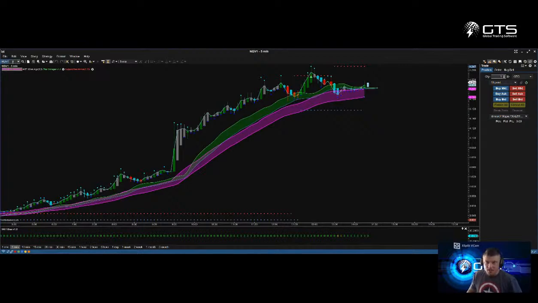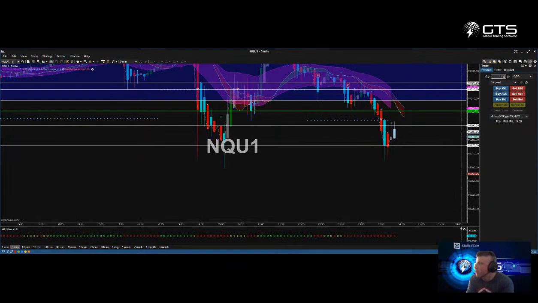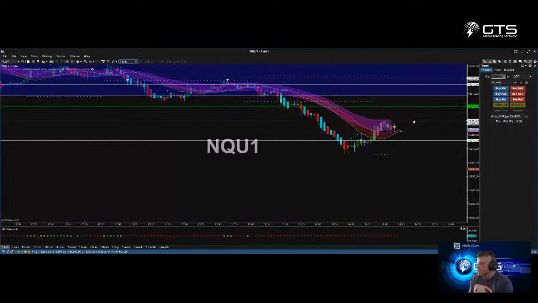Let's ease over here to the NQ. See what's going on. Boom, it retraced. Look at it. That doesn't mean that the move is over, right? This is a 5-minute. Let's look and see what the 1 minute shows. It's bouncing below this one in this range right here.